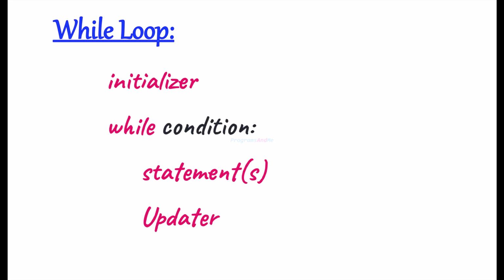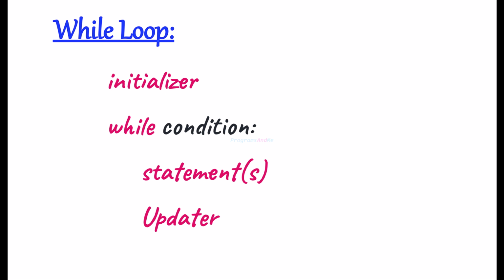So the syntax of a while loop is: first an initializer, then while condition colon, then you can write the statements, and next we need an updater. Here the initializer sets the starting value before the loop begins, then the condition is checked before each iteration, then we need an updater which will change the value so that the loop can eventually stop. We need a stopping condition, otherwise we'll get an infinite loop.